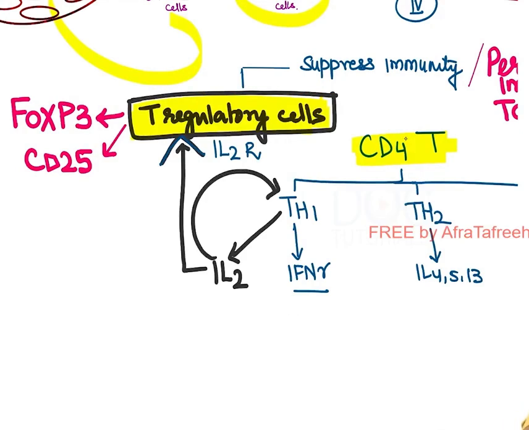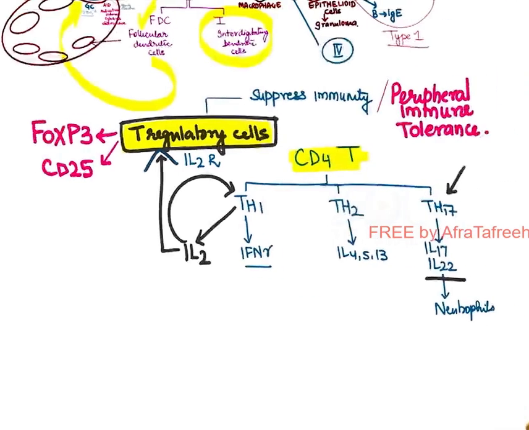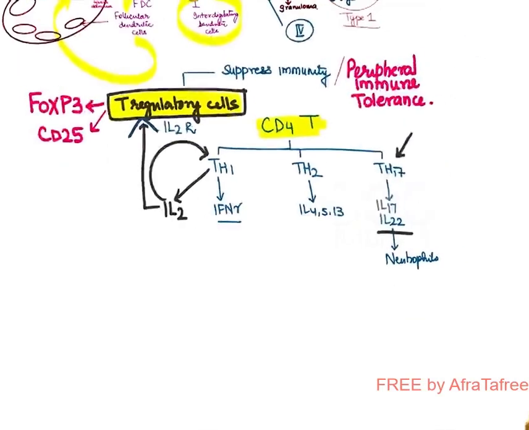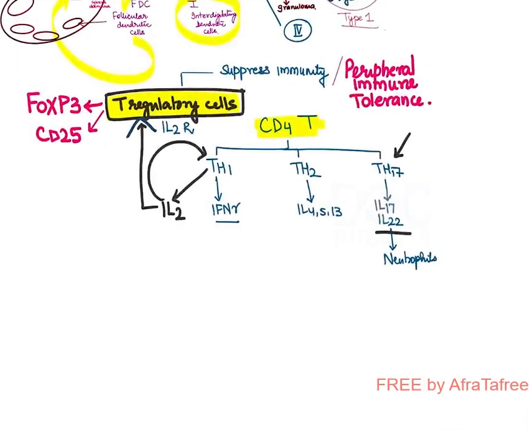And remember, regulatory T cells are a very powerful mechanism of peripheral immune tolerance. So now, do you know that CD4 cells, when the time arises, can activate which subsets of T cells? They can activate Th1, Th2, Th17, and they can activate regulatory T cells. And regulatory T cells are a very powerful mechanism of peripheral immune tolerance.